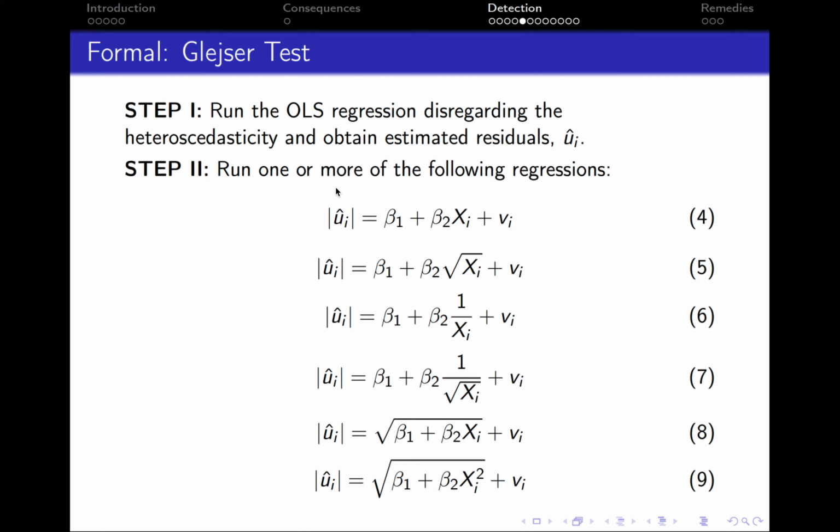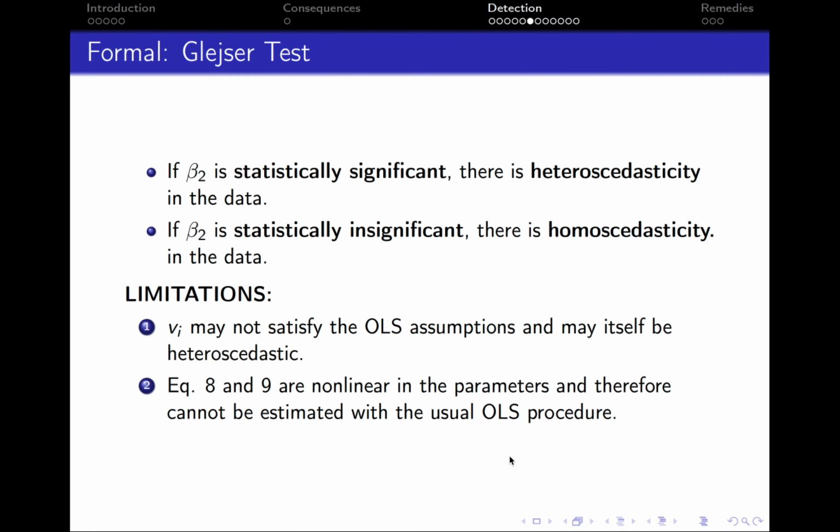So we take now the absolute value of the error term and we regress it on the independent variable, or we regress it on the square root of the independent variable, or we regress it on the ratio of 1 over the independent variable, or 1 over the square root of the independent variable. Or we do the following: we take the square root of the first two terms, and the last equation is we take the square root of the first two terms, and x, the independent variable, is also squared. So this is the procedure, and the decision rule is the same.